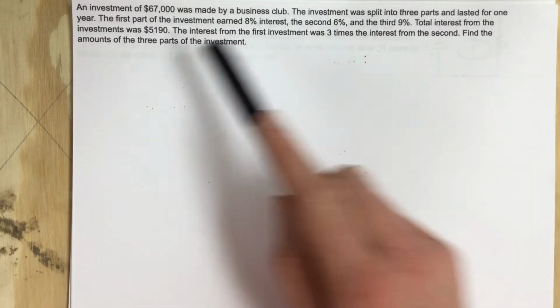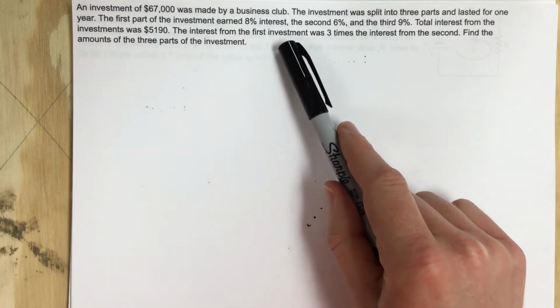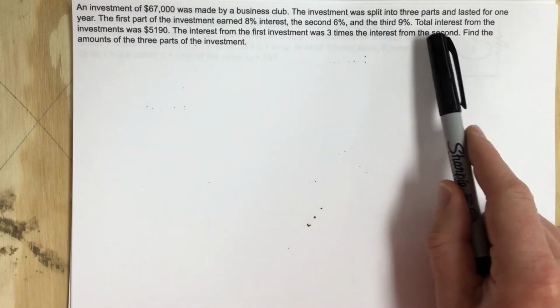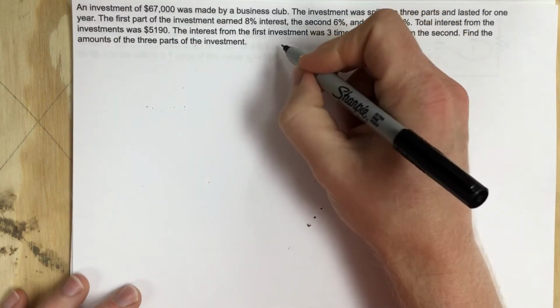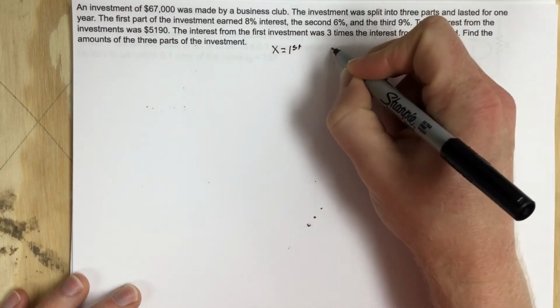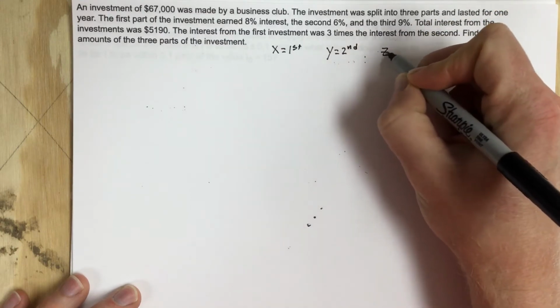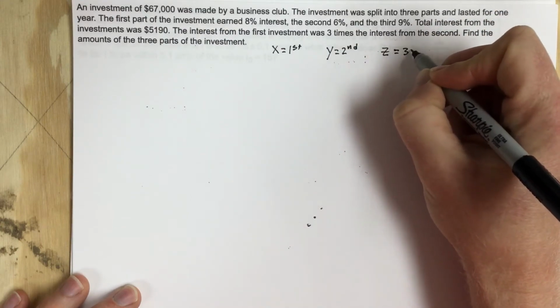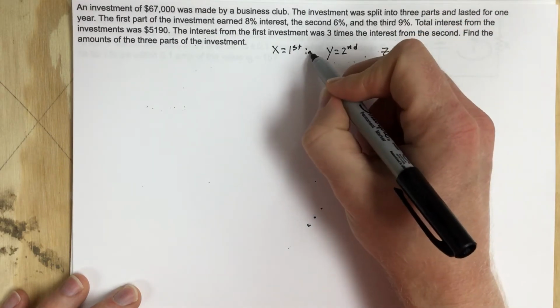The total interest from the investments was $5,190. The interest from the first investment was 3 times the interest from the second. Find the amounts of the 3 parts of the investment. So first of all, we're going to say that X is the first, Y is the second, and Z is the third. And we'll call it investment.